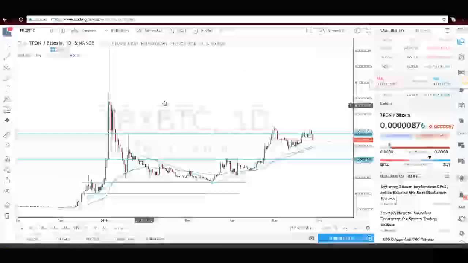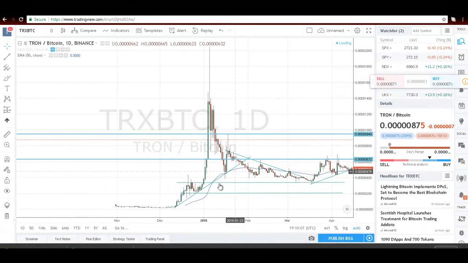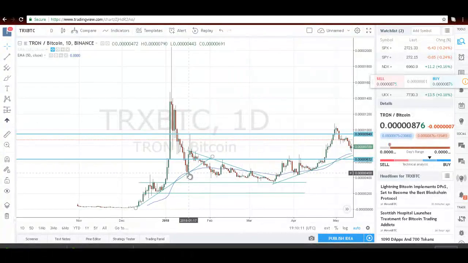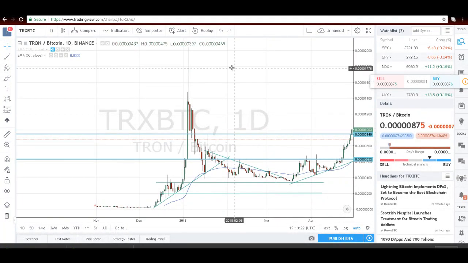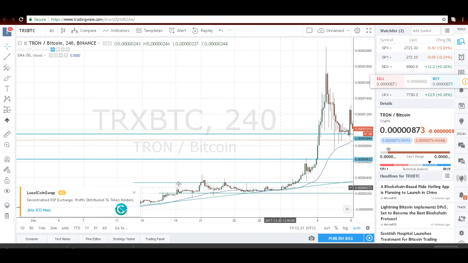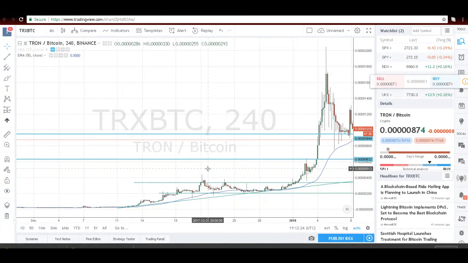Now with Tron TRX, we had this crazy up move, right? And then we were pulling back. So I said to myself, what's the next level? What is this next level? And I saw this consolidation. So I went to the 4-hour chart. So let's go to the 4-hour. Okay, so we are at the 4-hour with Tron TRX.